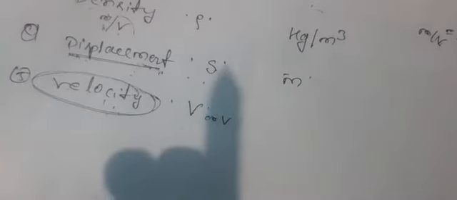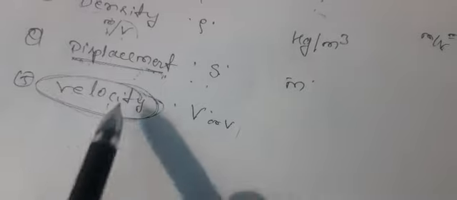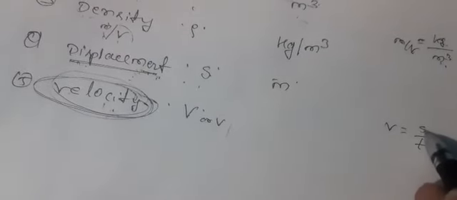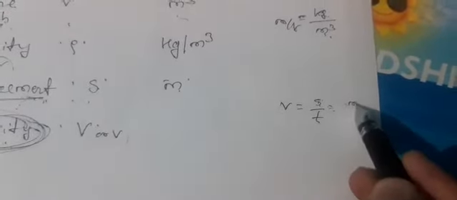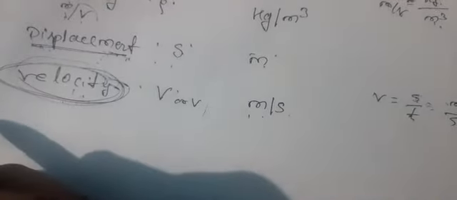A vector quantity is represented by a particular direction and magnitude. That is called velocity, the rate of change of displacement. That means V is equal to S by T. What is the unit of distance? The SI unit of distance is meter, and the unit of time is second. So the SI unit of velocity is meter per second, or meter second inverse. That is one of the derived quantities.